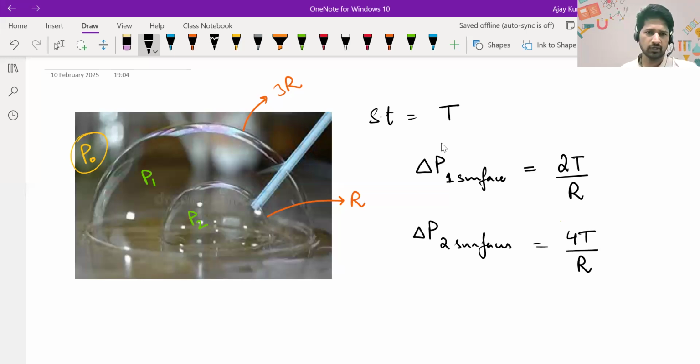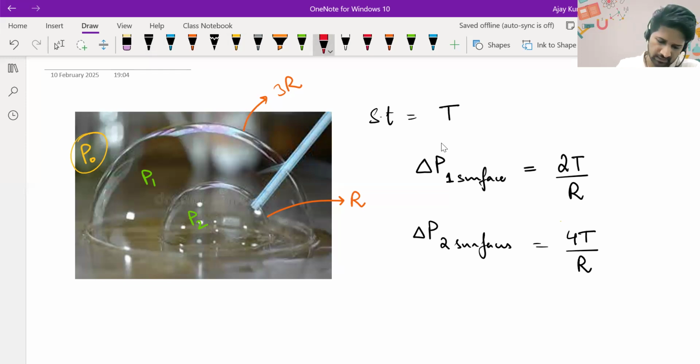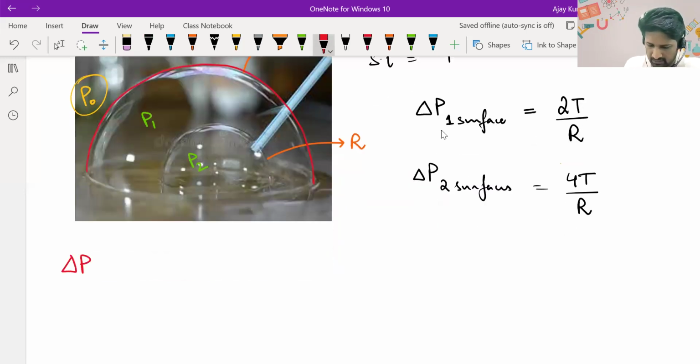Now what you're given here are soap bubbles. And a soap bubble has two surfaces, one on the outside, one on the inside. So across the first bubble, I'll just highlight it in red, this one, the outer bubble, its radius of curvature is given as 3r. Then the excess pressure across that.